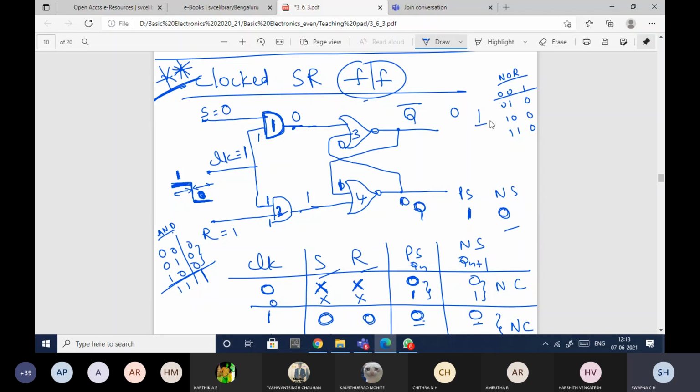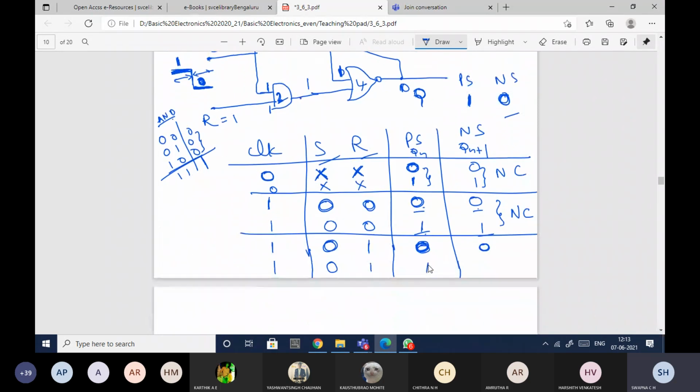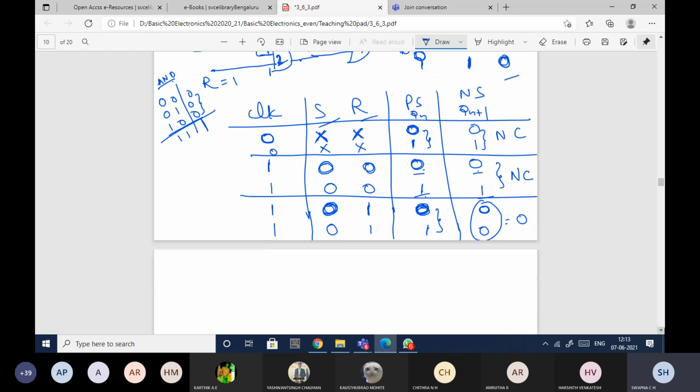So Q and Q bar are complement of each other. And if the present state is 1, the next state is changing to 0. Okay, so if the present state is 1, the next state is changing to 0. So from this I can say that when clock is equal to 1 and if S and R values are 0, 1, okay, set value is 0 and reset value is 1, whatever might be the present state, the next state is always equal to 0. Okay, so that is what your next state.